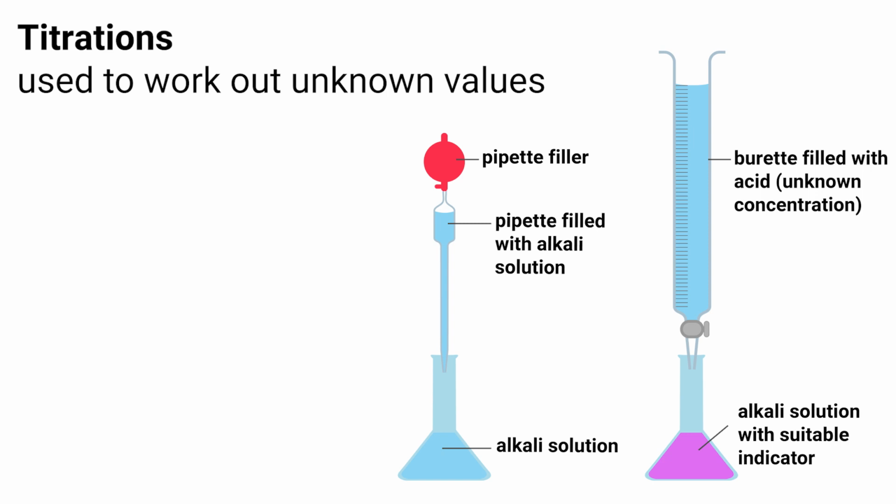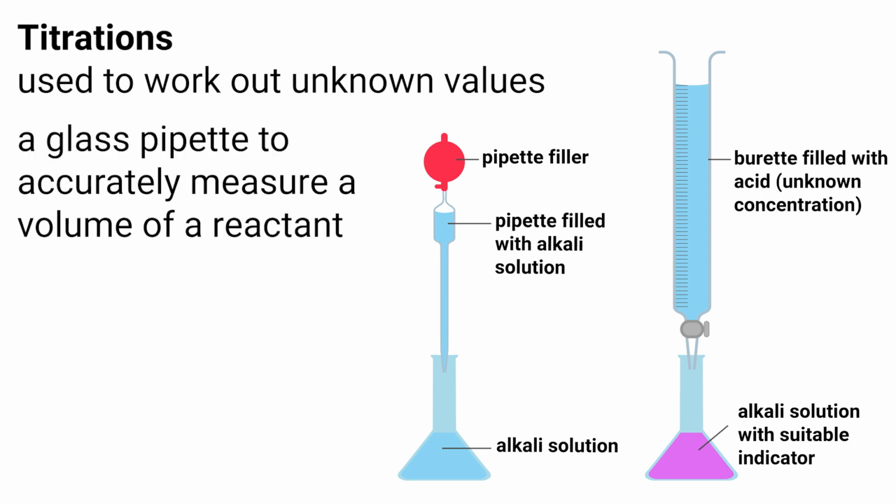There are several pieces of equipment that are important during a titration. The first is a glass pipette, and that is used to accurately measure the volume of a reactant before we transfer it to a conical flask. This normally has a volume of 25 milliliters.